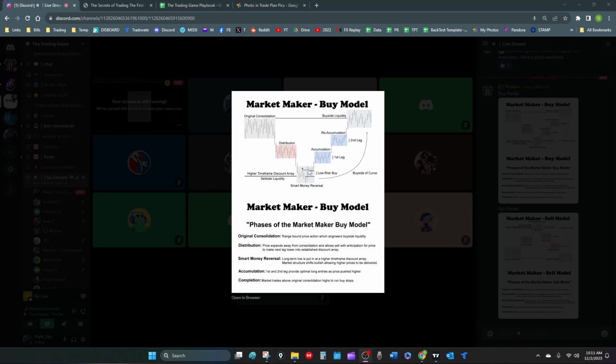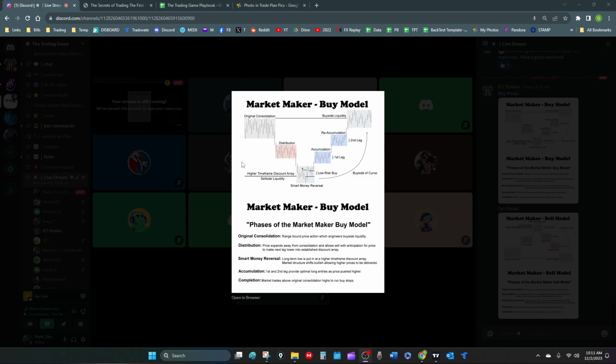On the left side of the chart, the little graphic on the side, there's the original consolidation. It always starts from the original consolidation. Everything starts that way. Then you have a distribution leg, which is basically the sell side. You can have one or multiple distribution legs. And then eventually you want to get into a higher time frame discount array for this model.